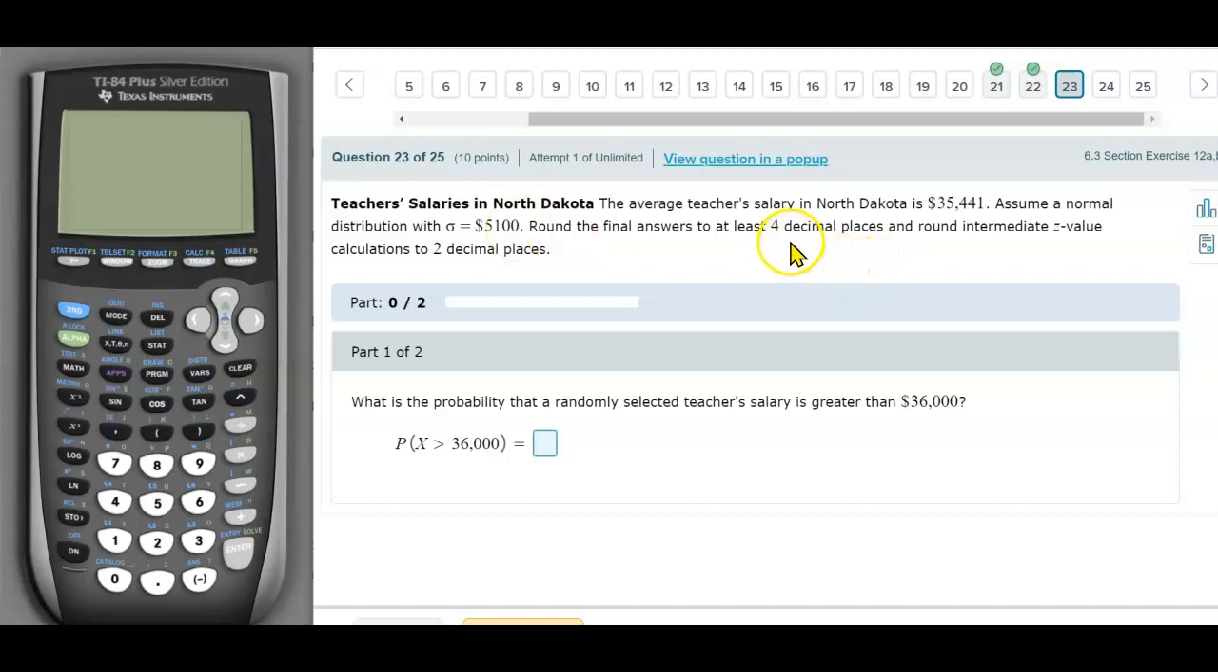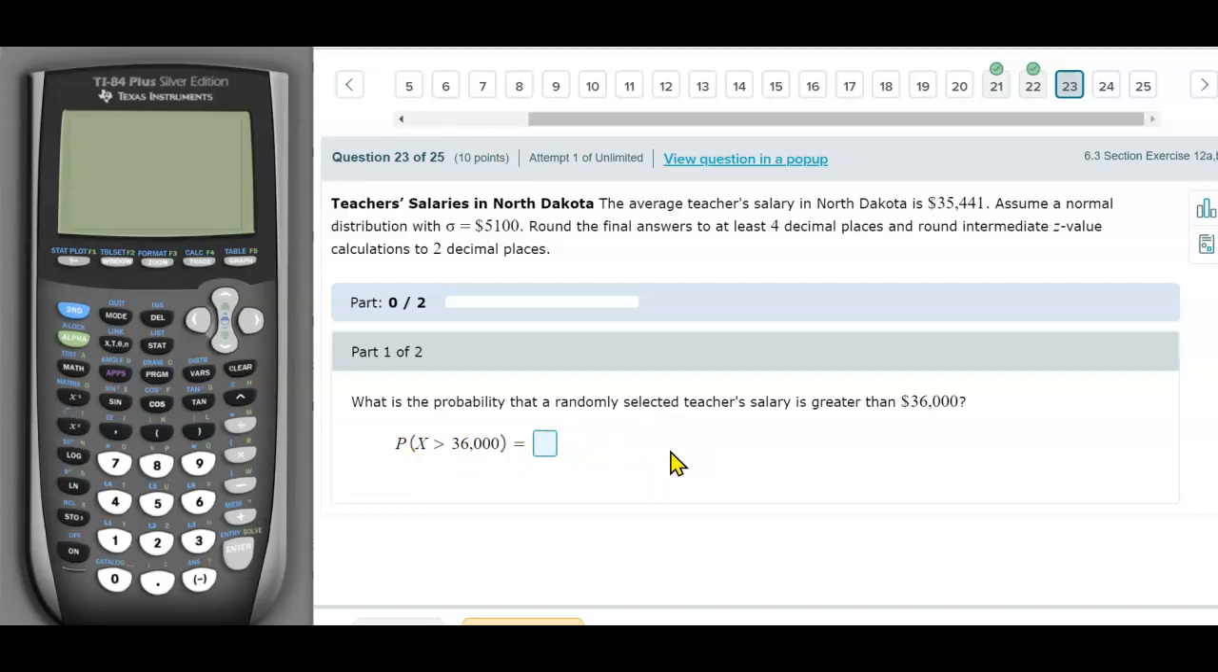Now they are talking about 4 decimal places for the answer and 2 decimal places for intermediate z value calculations. You don't really need the intermediate values, because we're going to be using the calculator to solve it. I hope this will help you go faster with the questions. Otherwise, it might be a little harder to do by hand. Now, the question is, we want to figure out the probability of x greater than 36,000. So let's move on to the whiteboard.